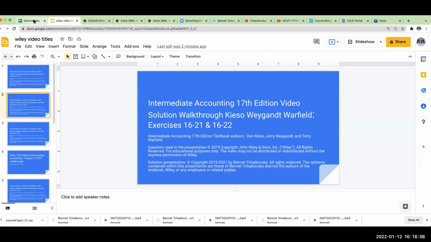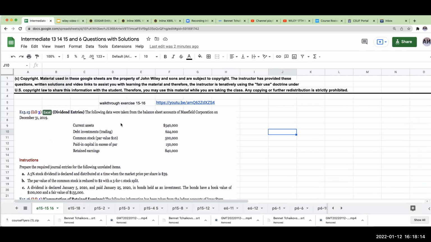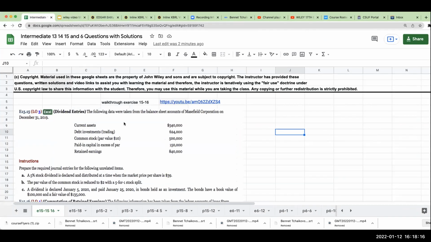Dividend entries. The following data were taken from the balance sheets of Macefield Corporation on December 31st, 2019. We've got current assets of 540,000, debt investments trading, common stock par value of 10, paid in capital in excess of par of 150, and retained earnings of 840. Prepare the required journal entries for the following unrelated items.